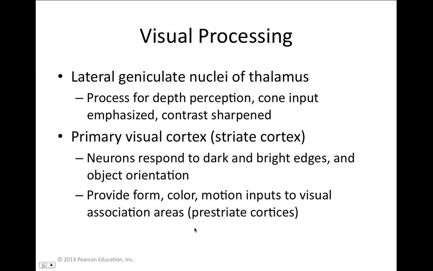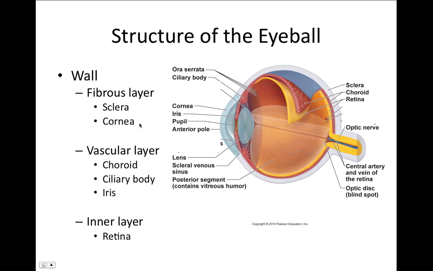The primary visual cortex will have neurons that respond to dark and bright edges and object orientation. Provides form, color, motion inputs to the visual association area, so the prestriate cortices. Okay, so form, color, motion. This allows you to see images in what they should be appearing in the proper orientation. So this gives you a good review of where you need to be studying.